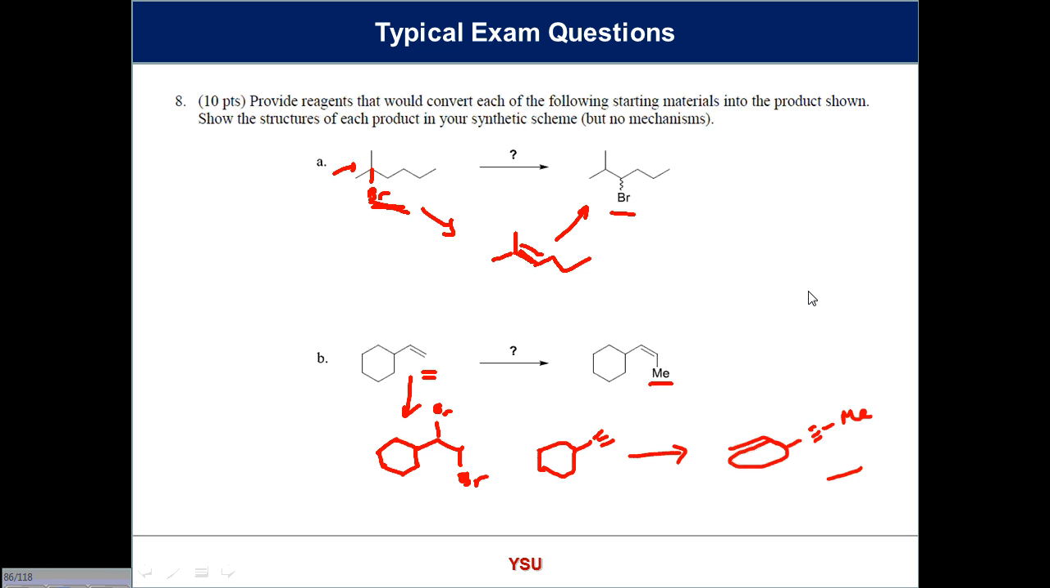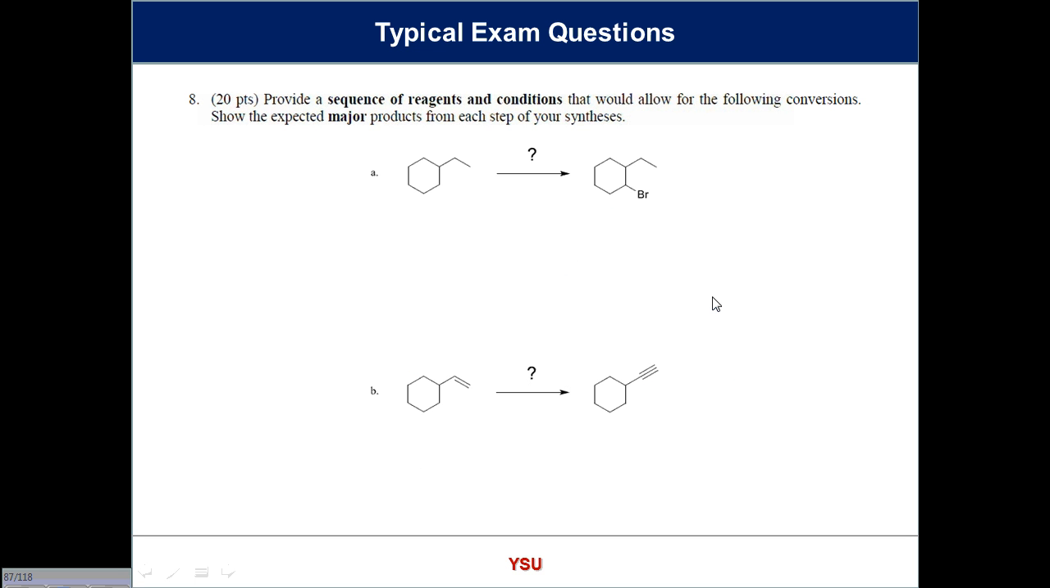How do you finish it off? Lindlar, H2 platinum, or H2 palladium, barium sulfate, and quinoline. And that magically gives you the cis-alkene. So you're just looking at the stereochemistry to decide what to do there. Not too difficult there. Okay, last few, and then we're done.